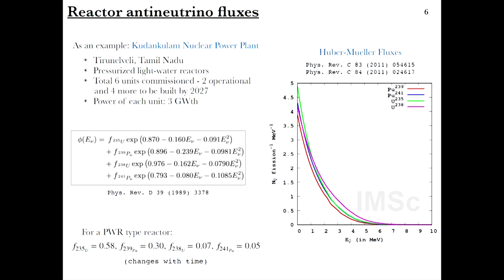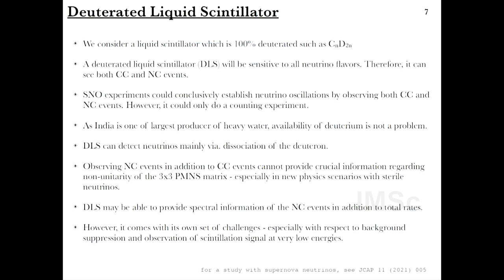Here I have shown the neutrino fluxes that come out from the nuclear power plant. Here you have the 4 isotopes. And typically these isotope fuel composition evolves with time, but this is the typical ratio that we have. So you can see that the fluxes are exponentially falling with energy. And yeah, so why a deuterated liquid scintillator?